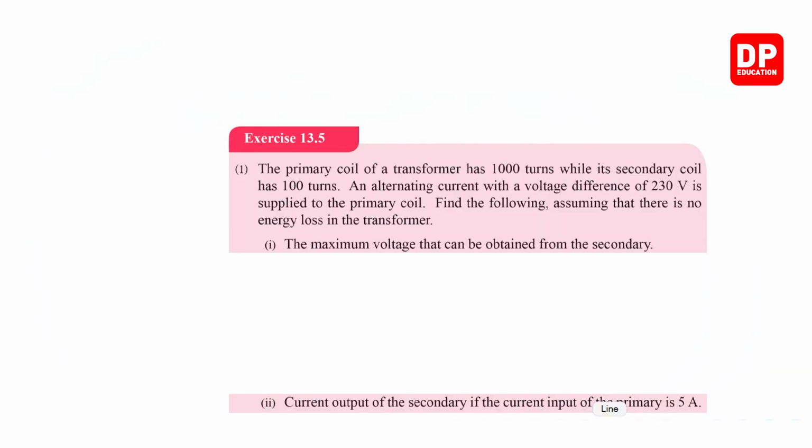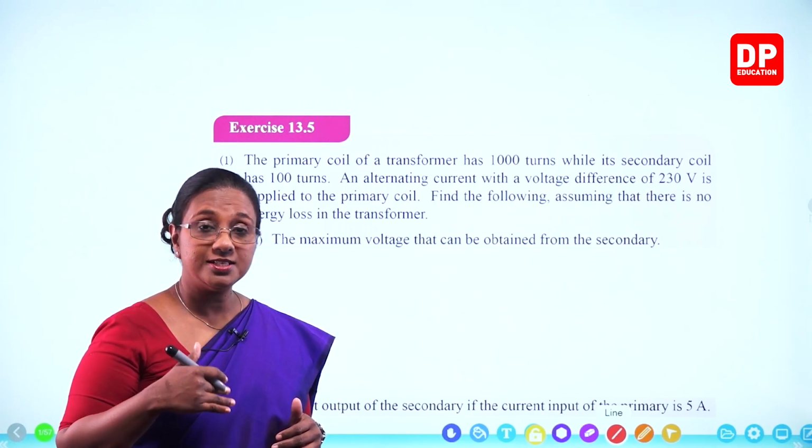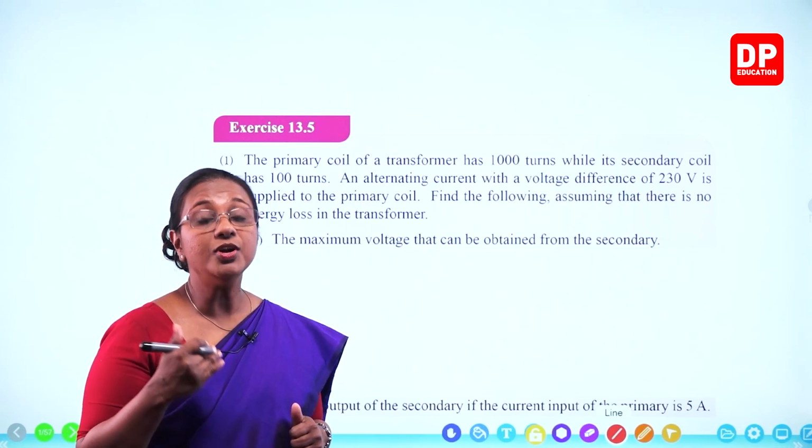Exercise 13.5. So the first question, the introduction to the question, is given there. The primary coil of a transformer. So you all know what a transformer is. We discussed that also, transformers, then direct current and alternating current. You all know a transformer changes the voltage of a current. Usually we use a transformer to either increase the voltage or to decrease the voltage. If it is increasing the voltage, it is a step up transformer. If the voltage is being decreased, it is a step down transformer.